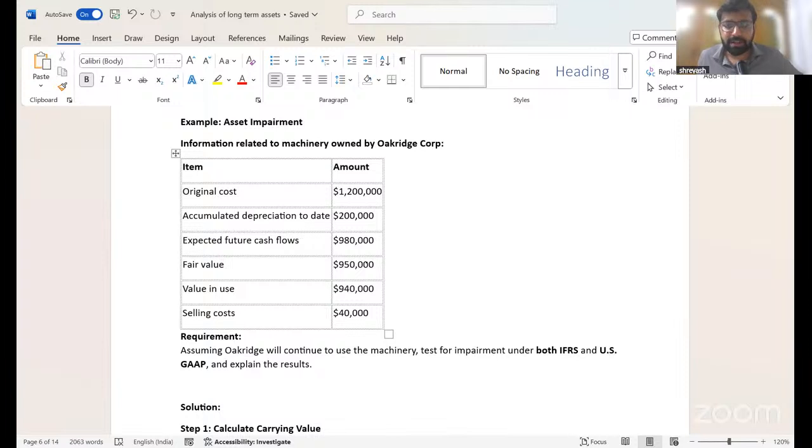Let's take an example quickly, sir. Original cost of the asset is how much? It is 12 lakhs, 1.2 million. Accumulated depreciation is how much? 2 lakhs. So what will be the carrying value? Carrying value will be the original cost minus accumulated depreciation, basically depreciation till date. So it is going to be 10 lakhs. Okay, sir. Expected future cash flows 9 lakh 80,000. Fair value 9 lakh 50,000. Value in use 940. Selling cost 40.